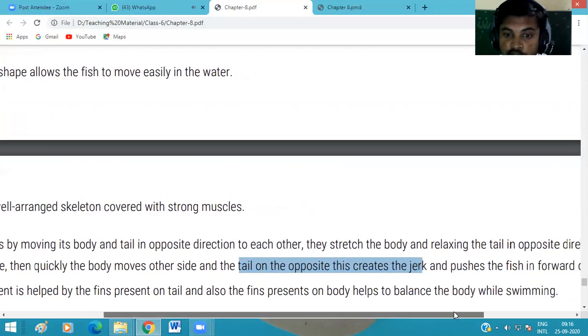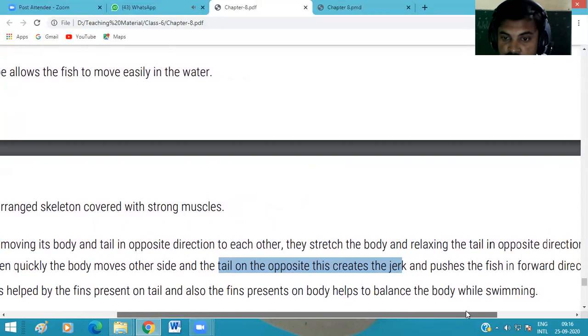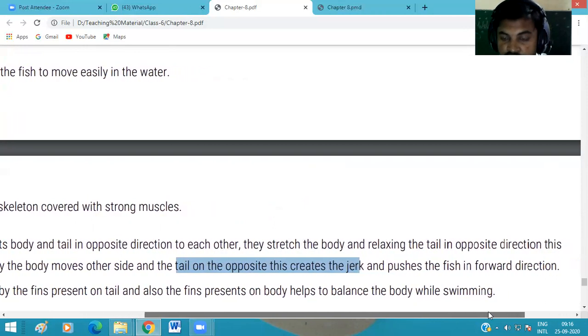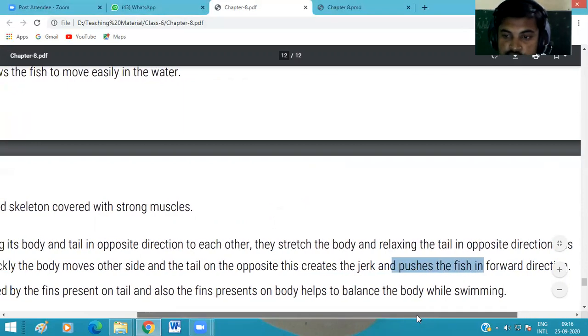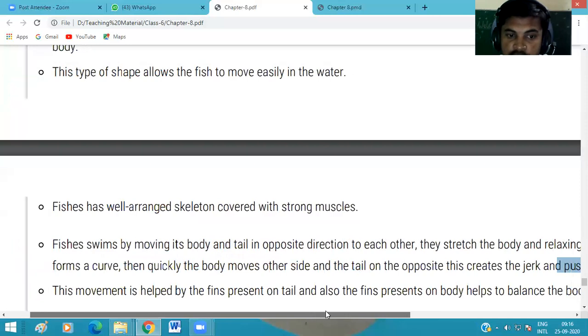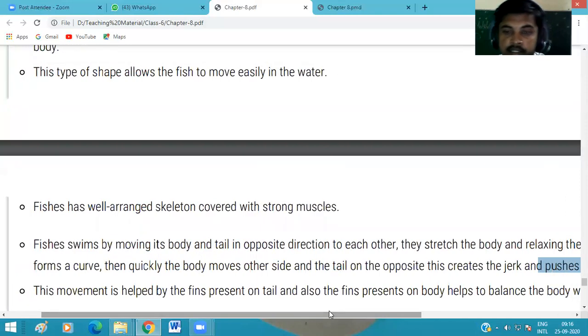The movement of the tail in the opposite direction creates a jerk and pushes the fish in the forward direction. So by this movement of body and tail, the fish move through the water.